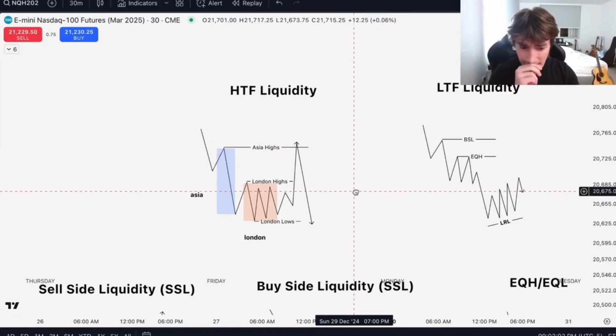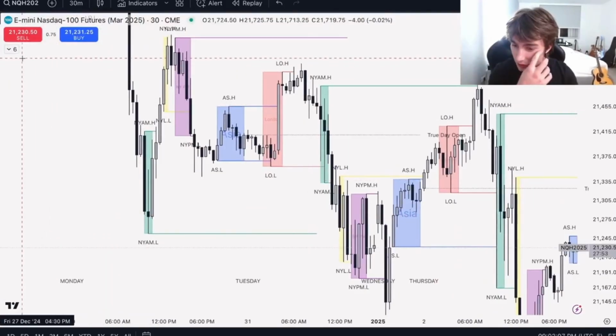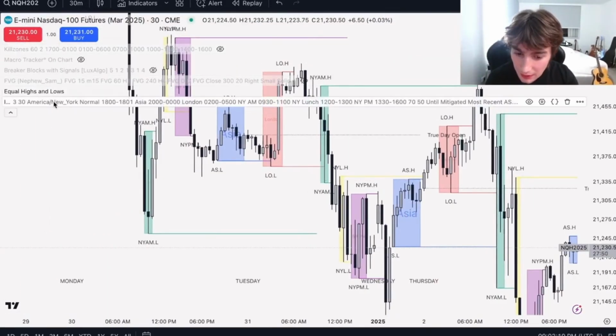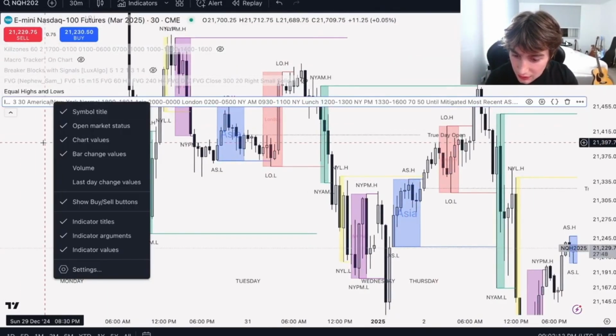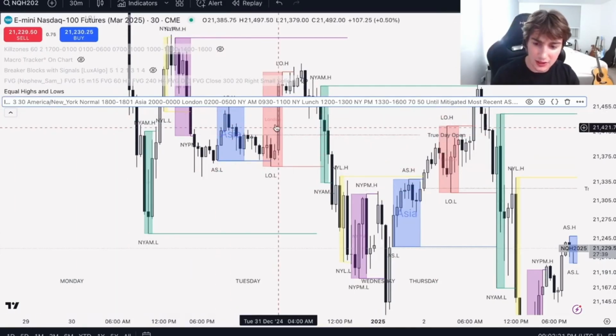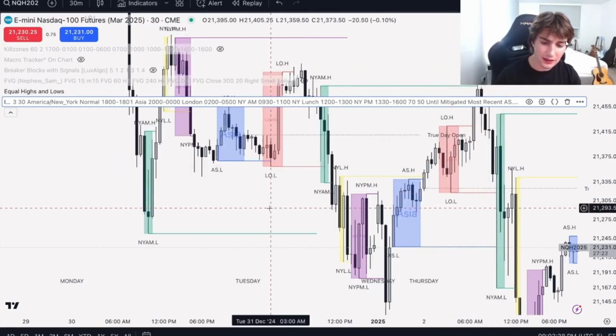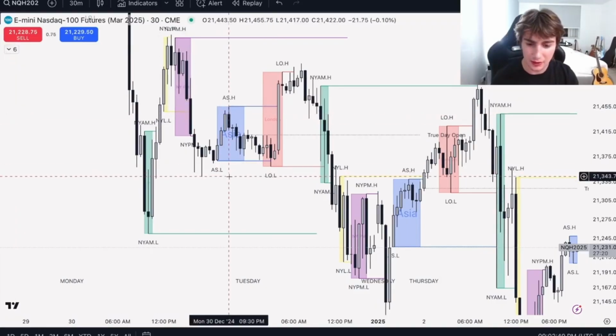So how can you get better at marking that out? For starters, there is a great indicator you can use, which is this one right here. I will link it for you guys. It should be called something like session indicator. Let me pull it up for you. It should be the ICT kill zones. I believe it's this one. If not, sorry, I'll make sure to link it and make sure that's correct.